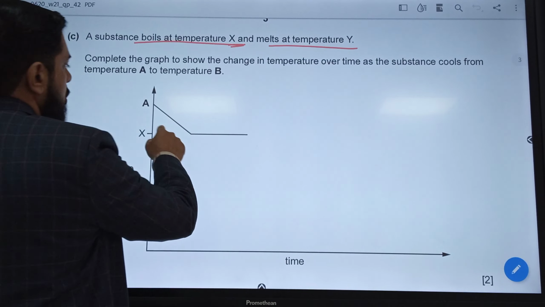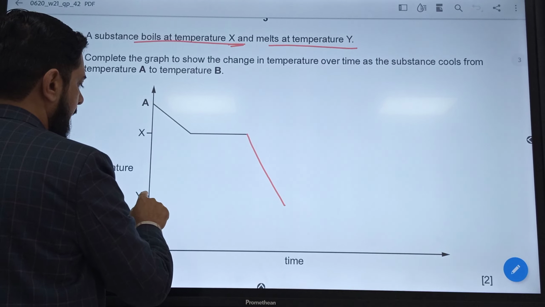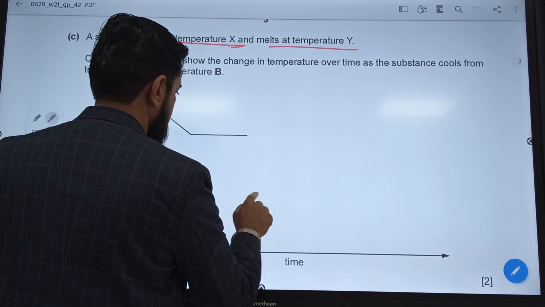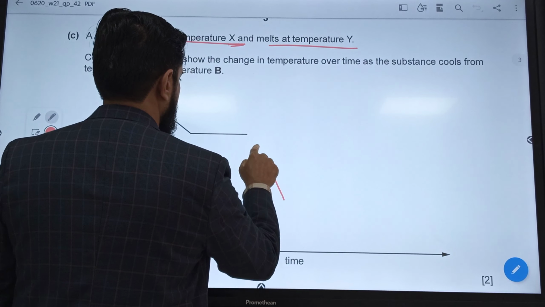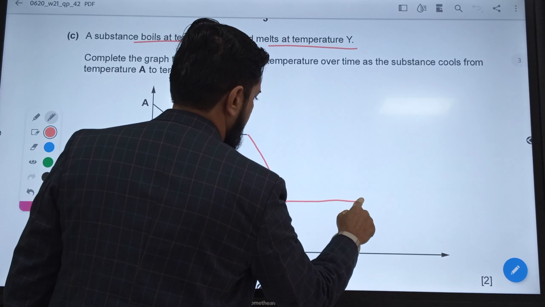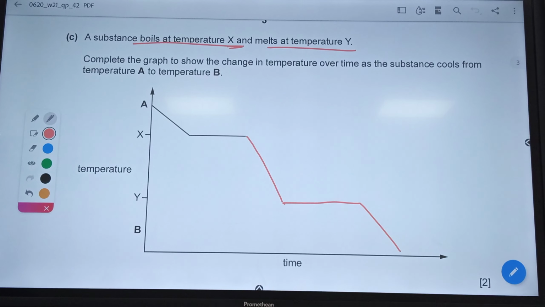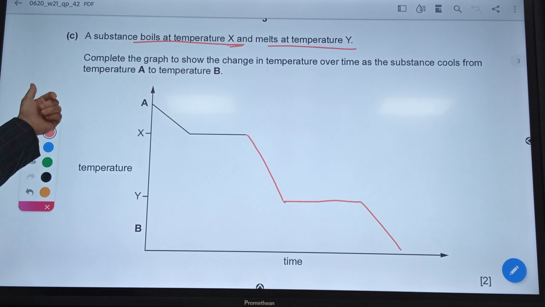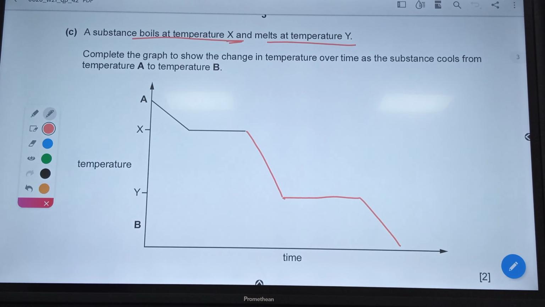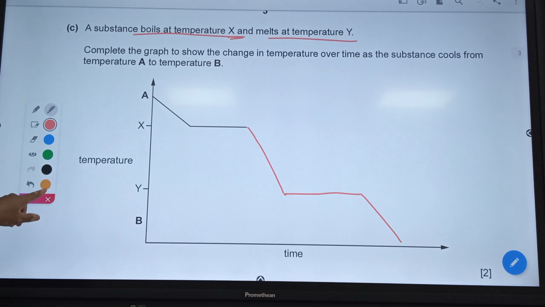So when we cool it down, at X it will be condensed and then it will change like this, and at Y, exactly at Y, you have to mark this, and then it will change into solid, and then after that it will straightforward remain in the solid state. Okay, so this will be the graph. Just we have to show, no need to label it, okay, because no instruction was given.